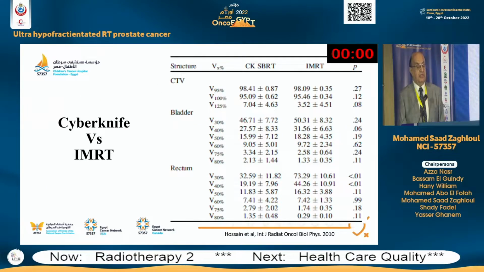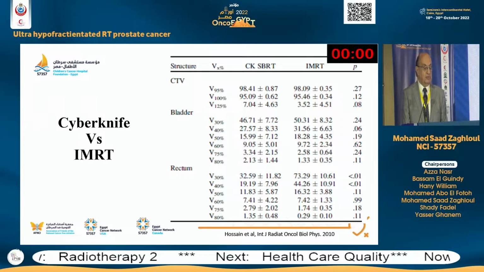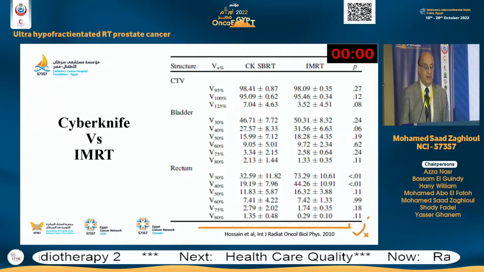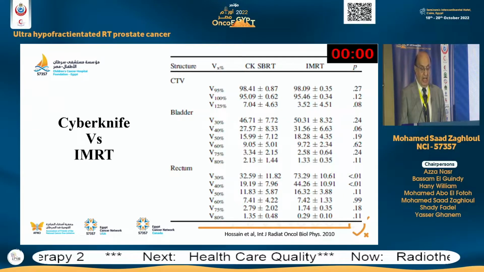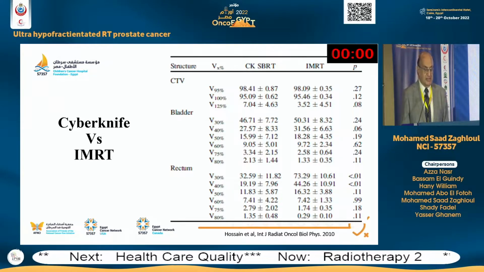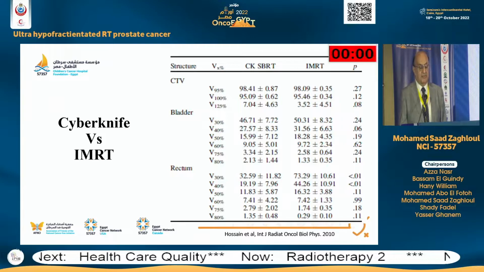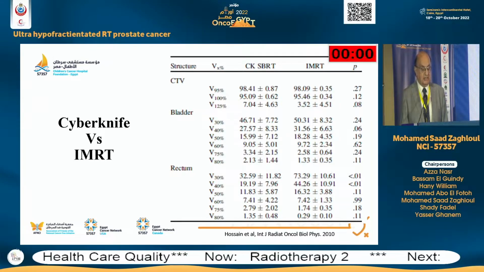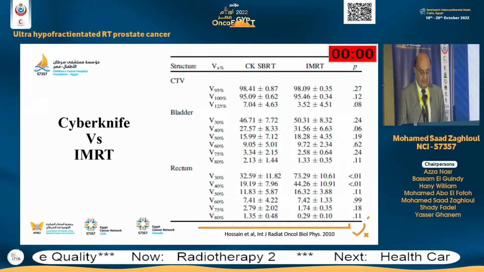The isodose distribution, here you can see a comparison between the CyberKnife and the IMRT. The CTV is nearly the same. The bladder is better, but it's not statistically significant. The rectum is better with a statistically significant difference.